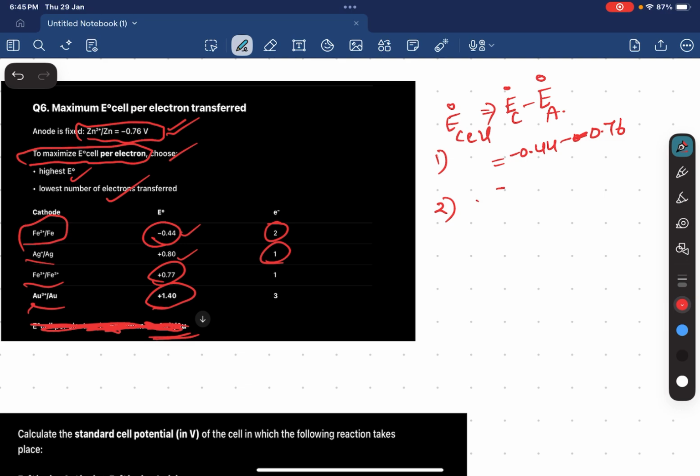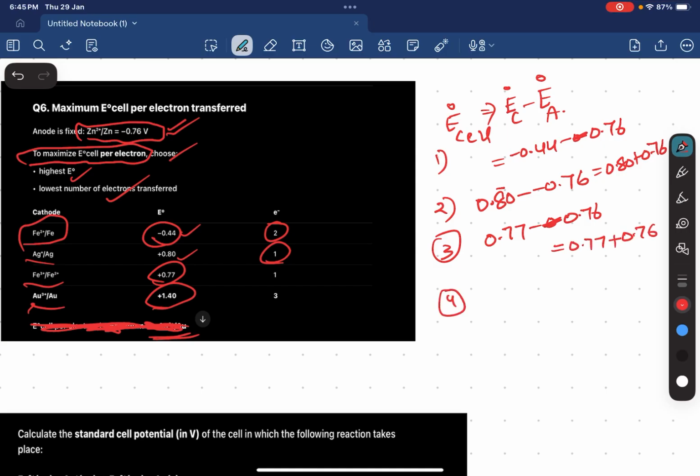Second case is 0.80 minus of minus 0.76, and third case is 0.77 minus of minus 0.76, which is 0.80 plus 0.76 in the second option. Here it is 0.77 plus 0.76, and the fourth option 1.40 minus of minus 0.76, where we get the maximum value, obviously this option. So the answer is what? Au3+ to Au.